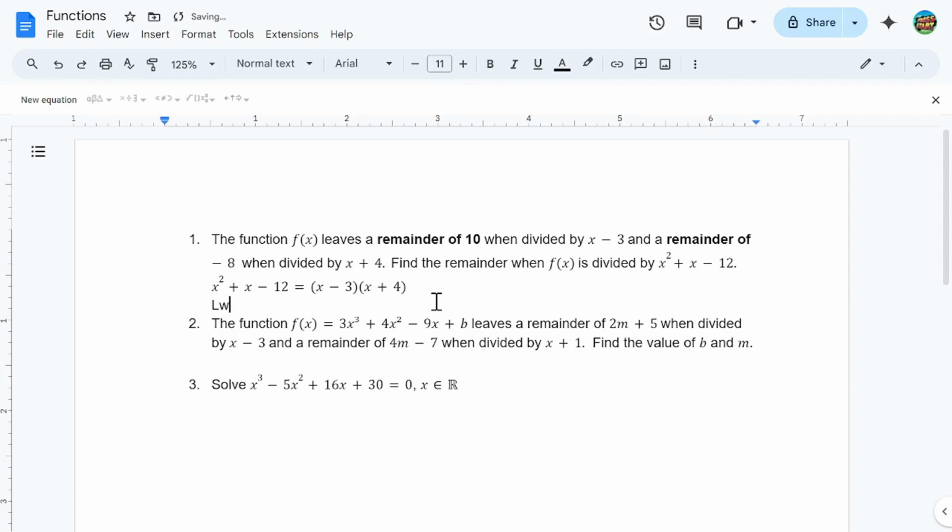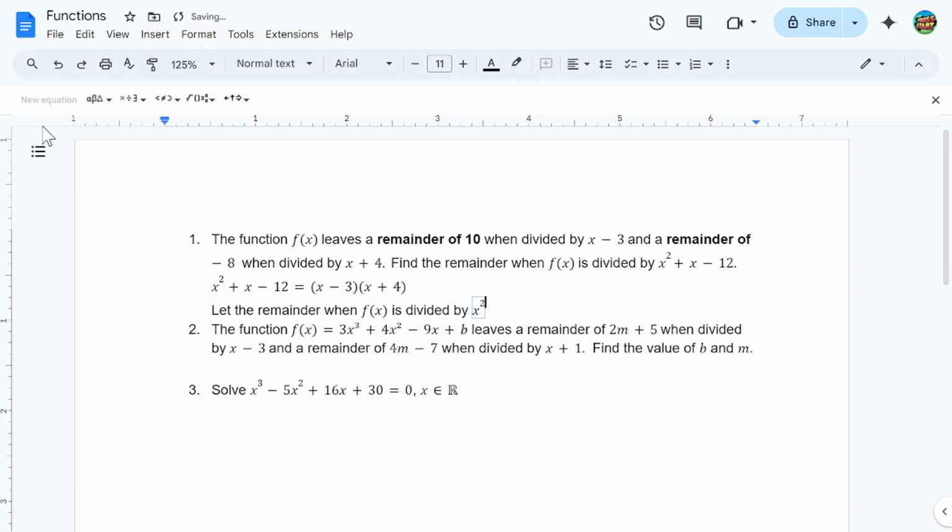So now, we want to let the remainder when function of x is divided by this quadratic expression, x squared plus x minus 12, be a linear polynomial ax plus b.